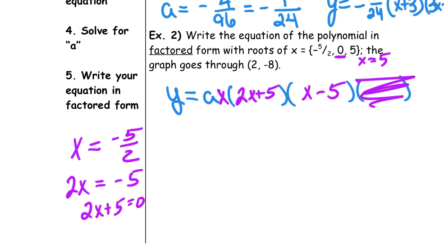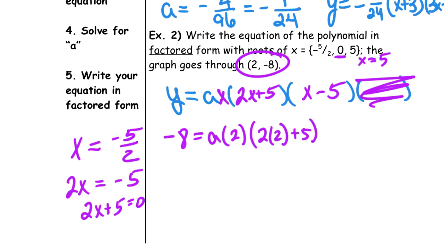What do we do to find our a value? You plug in the -8 for y and 2 for x. So we'll plug in the -8 for y. Everywhere there's an x, we're going to plug in 2. And then we're going to simplify and solve for our a value. So let me know when you find a.